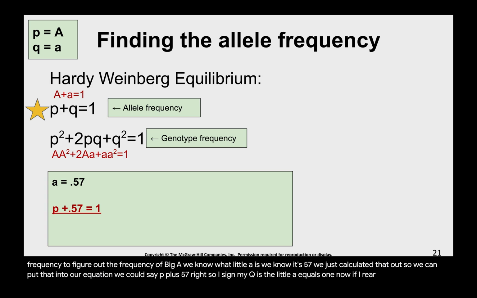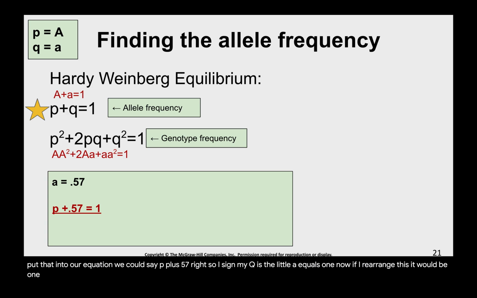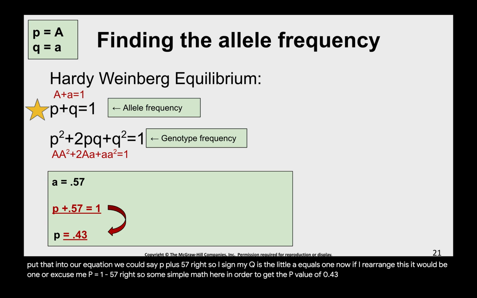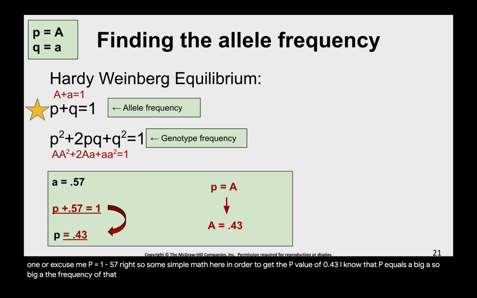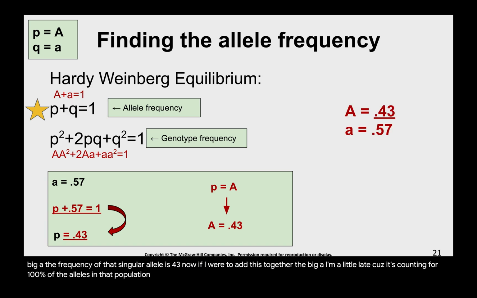Now if I rearrange this, P equals 1 minus 0.57. So some simple math here gives the p-value of 0.43. I know that p equals big A, so the frequency of that singular allele is 0.43. If I add the big A and the little a together, it equals 1, because it's accounting for 100% of the alleles in that population. So big A is 0.43, little a is 0.57.